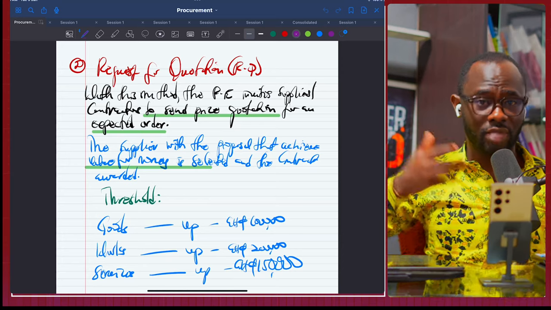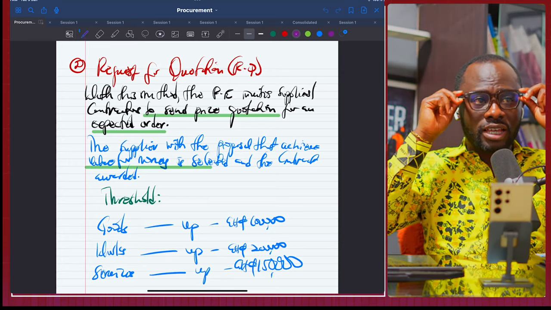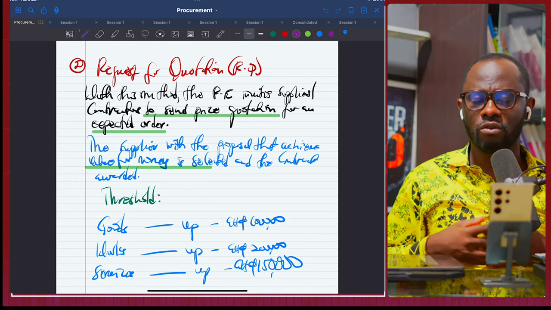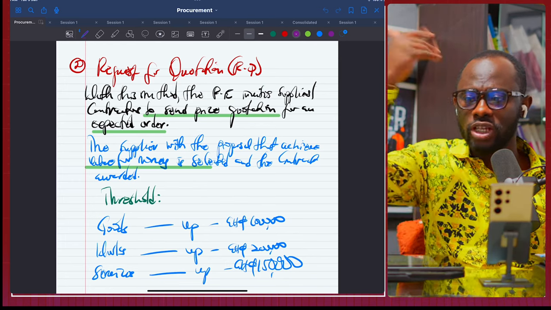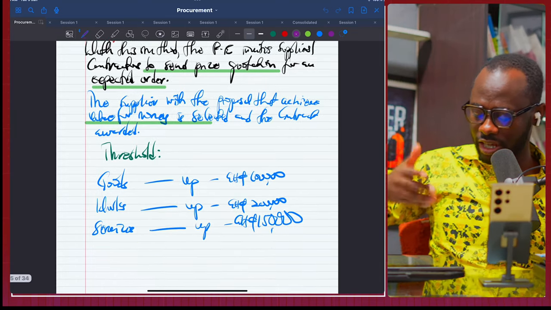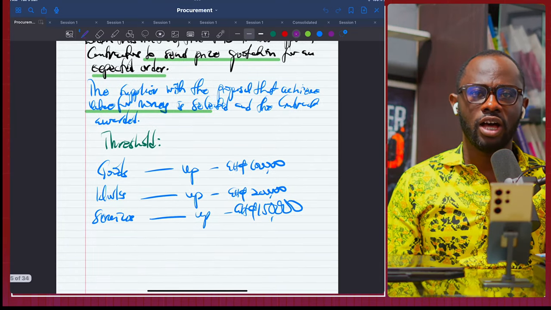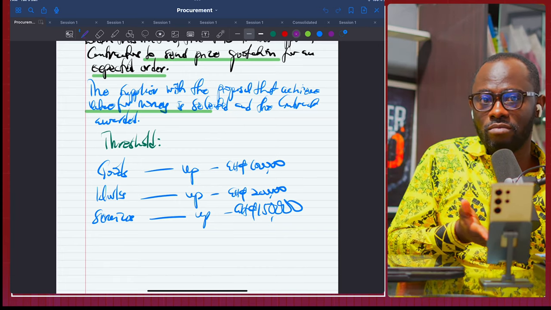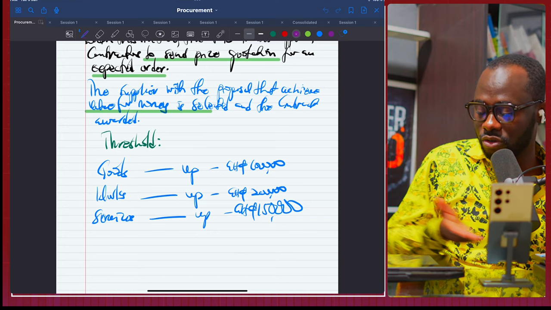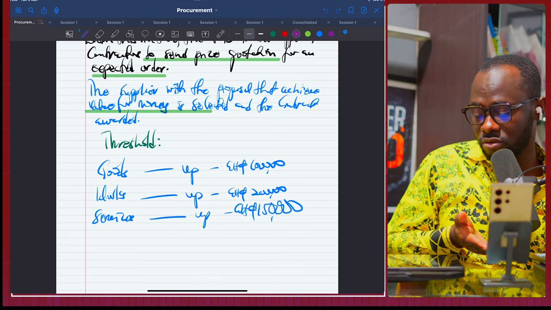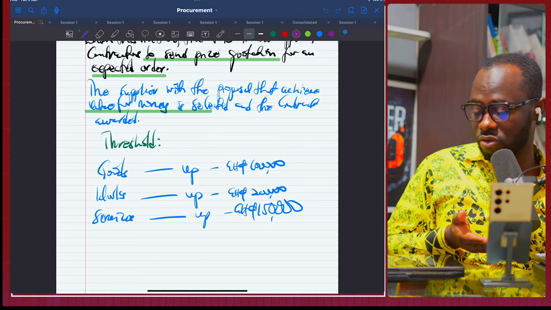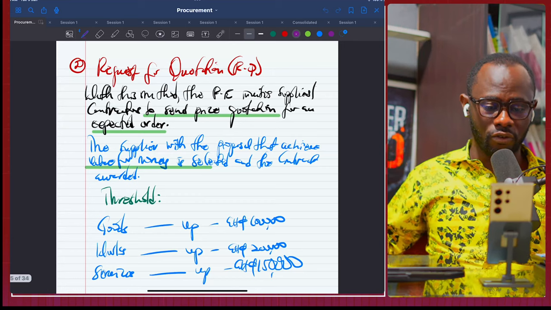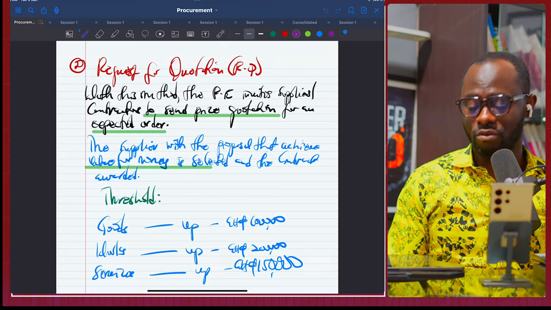Request for quotation method. Here we said that it's a normal thing. We know what we are going to be doing already. So we just request quotations from the suppliers, and then we give the contract to whoever will give us value for money. And normally, if the contract is anything below 100,000 Ghana cedis for goods, 200,000 for works, 150,000 for services, then we have to use the request for quotation for that particular thing that we want to procure.